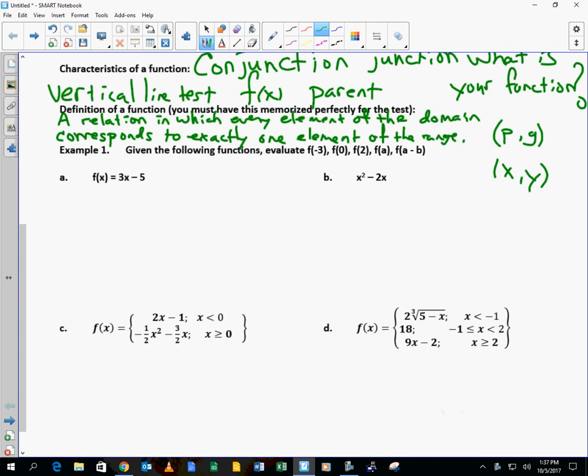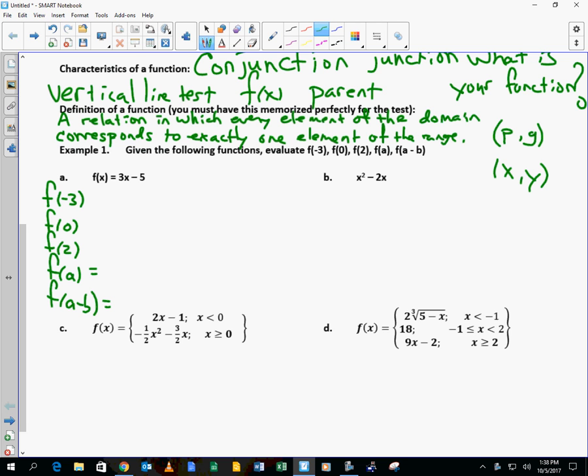Also memorize that definition of a function, a relation in which every element of the domain corresponds to exactly one element of the range. That will be on your test. Memorize it perfectly. Now that we have this function, let's practice function notation. We want to be able to identify f of -3, f of 0, f of 2, f of a, and f of a minus b.